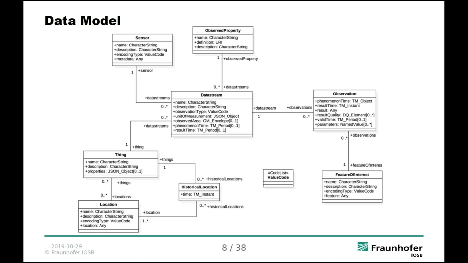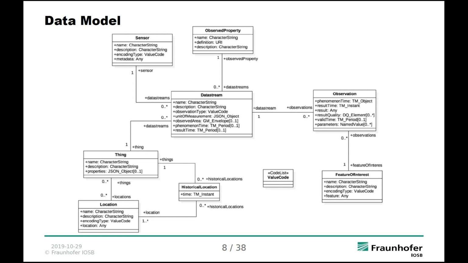On the top left, there's the other important class that comes from the name SensorThings API, the sensor. It also has, of course, name, description, and some metadata that can again be in basically any format, and you have to put in the encoding type what is the encoding of the content of this metadata property.